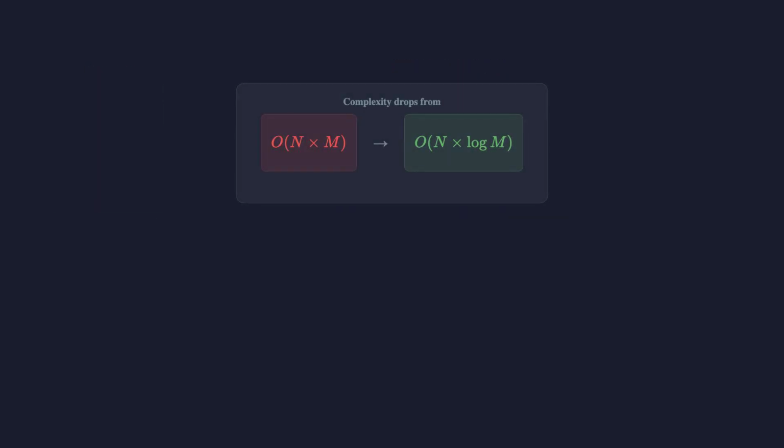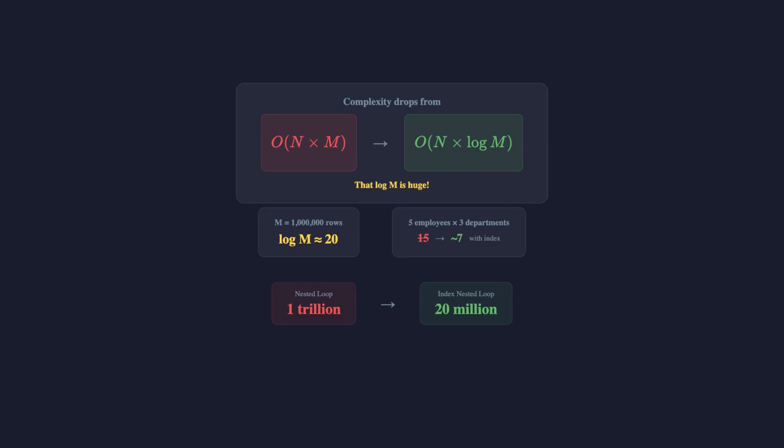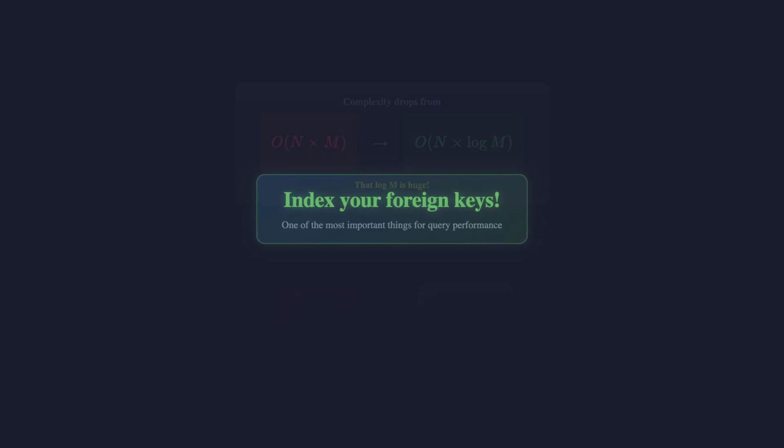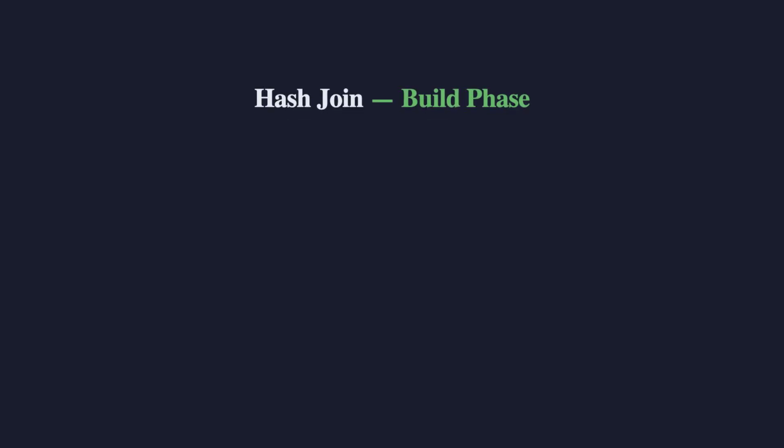The complexity drops from O(n times m) to O(n times log m). That log m is huge. If the inner table has 1,000,000 rows, log m is only about 20. Instead of 1,000,000,000,000 comparisons, we're down to 20 million. That's why indexing your foreign keys is one of the most important things you can do for query performance. But what if there's no index at all? This happens more often than you'd think, especially with temporary tables, subqueries, or analytical queries.